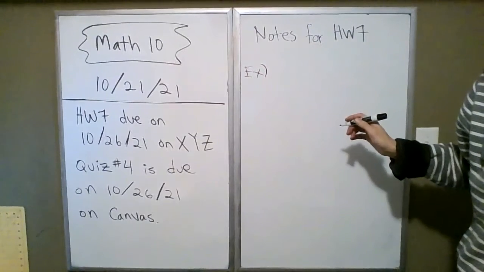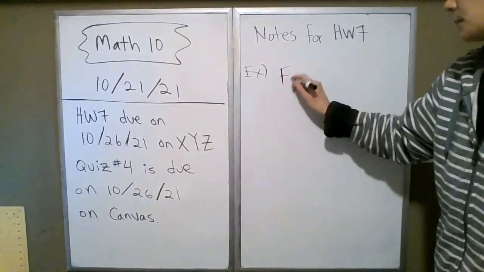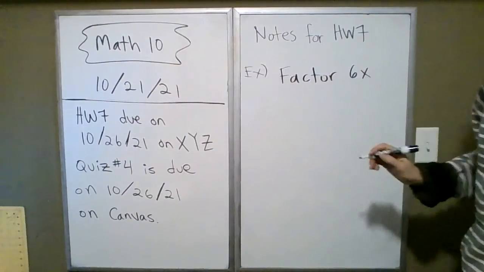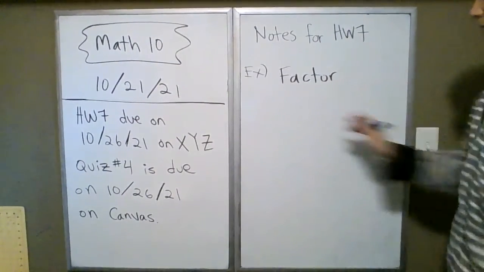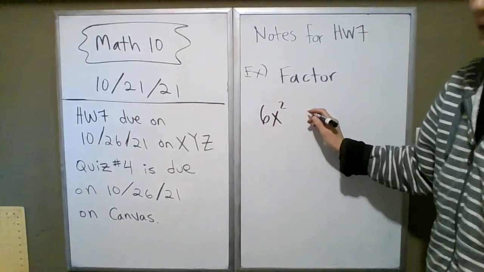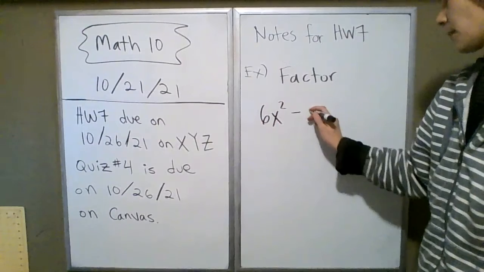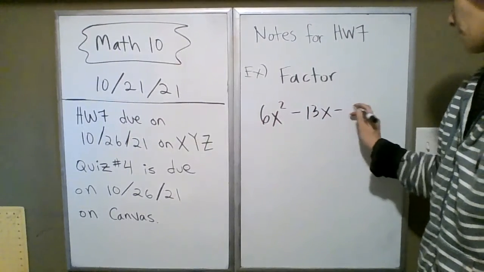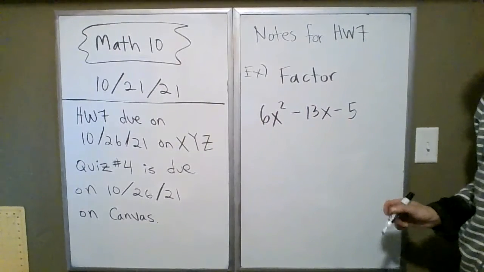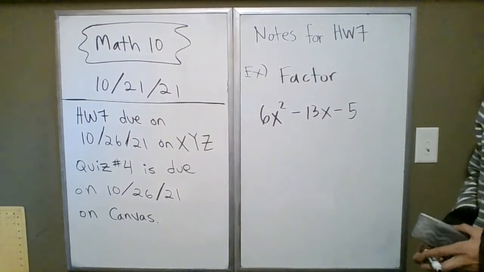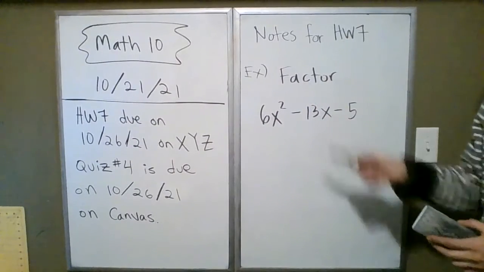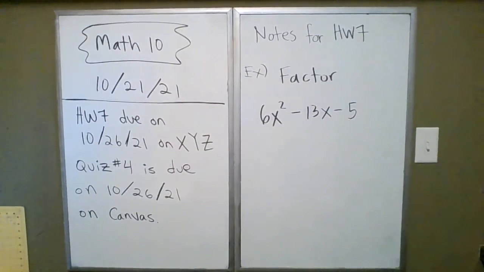Going to factor 6x squared minus 13x minus 5. So I'm going to do this one with a diamond, where you draw like a big X. It's part of the diamond.